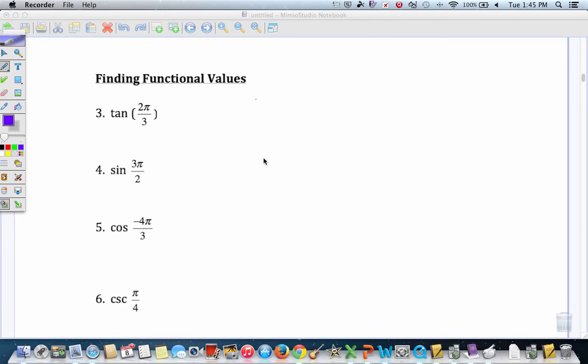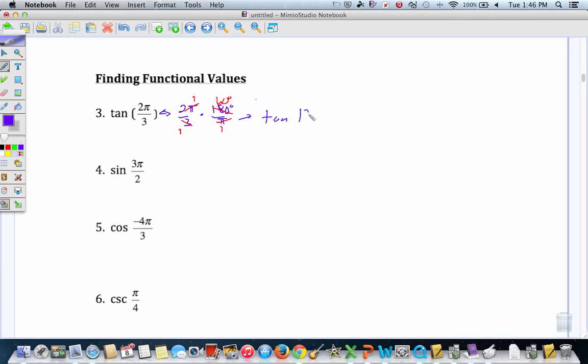Look at these last few problems from section 1. To find the tangent of 2 pi over 3, probably the first thing we would do is change, at least for now, 2 pi over 3 over to degree measure so we know what we're working with here. If I multiply by 180 degrees over pi, the pi's will cancel. The 3 and the 180 will become 1 and 60. So we're actually finding the tangent of 120 degrees.